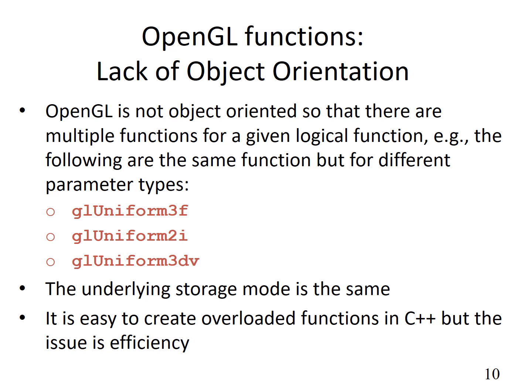It is important to remember that OpenGL is not object oriented. Hence, there are multiple functions for a given logical operation. The following are the same function but for different types of parameter inputs. glUniform3f takes a 3-dimensional float input, 2i takes a 2-dimensional integer input. The underlying storage mode is the same. Although it is easy to create overloaded functions in C++, the issue here is efficiency. OpenGL takes a non-object oriented approach so that it is more efficient.